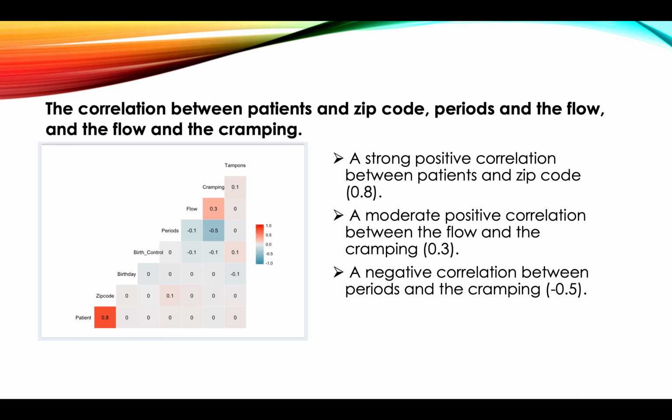In this slide, we are trying to figure out the correlation between patients and the zip code, periods and the flow and the cramping. We can see that there is a strong positive correlation between patients and the zip code, which is 0.8. There is a moderate positive correlation between the flow and the cramping, which is 0.3. And there is a negative correlation between periods and the cramping, which is negative 0.5.